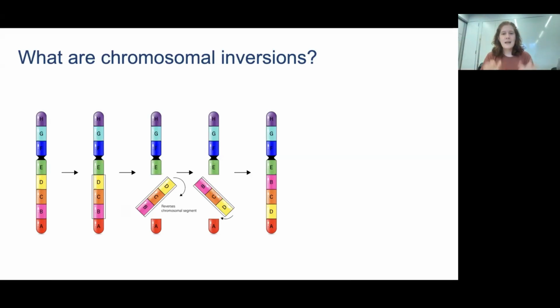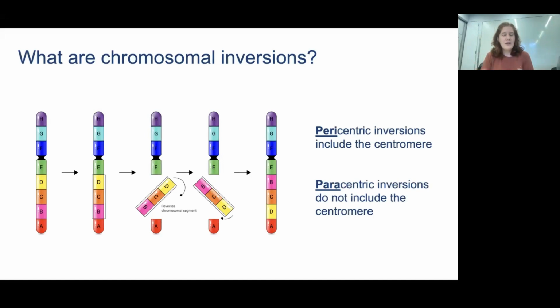This can happen in meiosis, where double-stranded breaks in 2 regions of the genome can result in that segment of DNA being incorporated in the opposite direction. It's often seen that inversions are flanked by repetitive regions of the genome or by regions of the genome with similar sequences. There are 2 types of inversions, pericentric and paracentric. Pericentric inversions include the centromere, whereas paracentric inversions do not include the centromere.